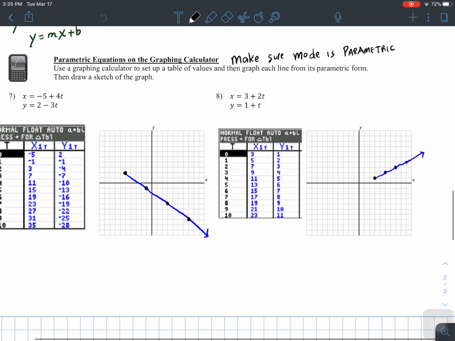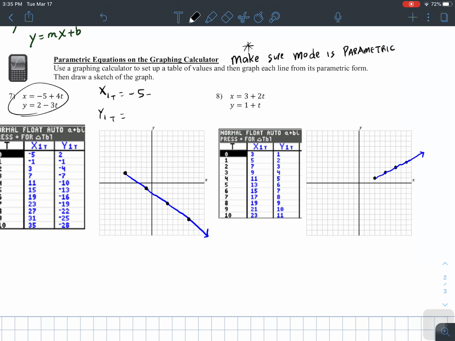And when you do that and you hit your y equals button now, your screen should say x1 with a little t there, and y1 with a little t there. You're able to type these two equations in, and I could type negative 5 plus 4, but don't hit and find that t button.